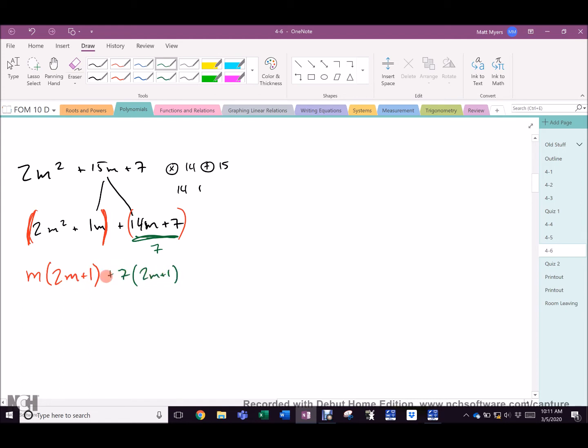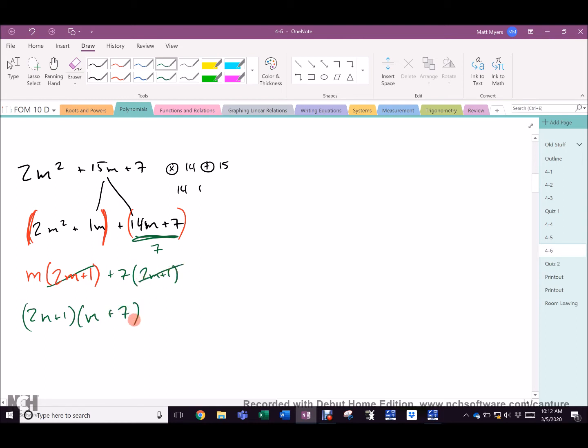Now, doesn't that look exactly like that before we changed it? Right? So now, you see that this and this are factors, aren't they? And they're common, right? So we could bring them to the front. Then that's going to cancel, leaving me with m. That's going to cancel, leaving me with 7.